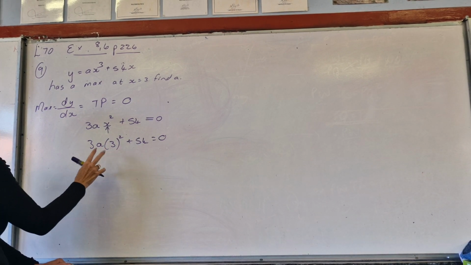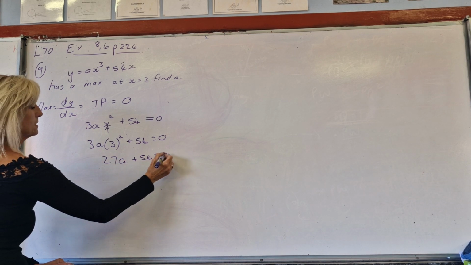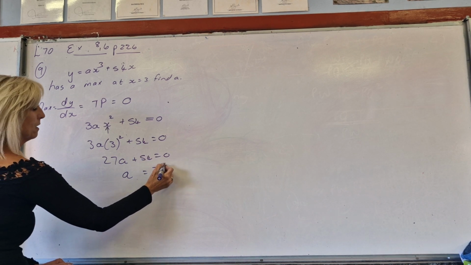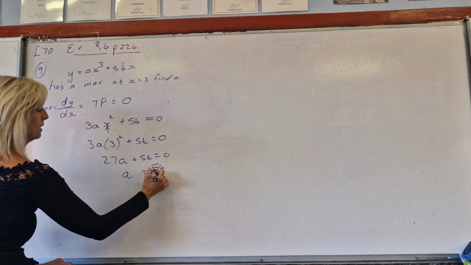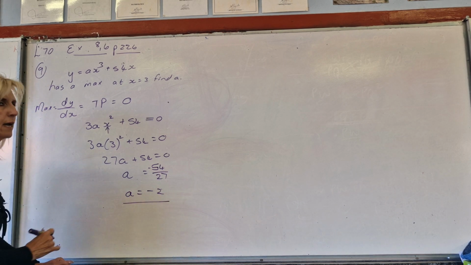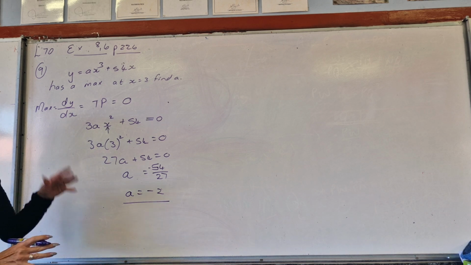So we work out our sum. 9 times 3 is 27a. Am I right? Yes. So that a would be equal to negative 54 over 27, giving me a's value of negative 2. Question was just find a. I found a. I'm done. There's lots of other stuff to do.